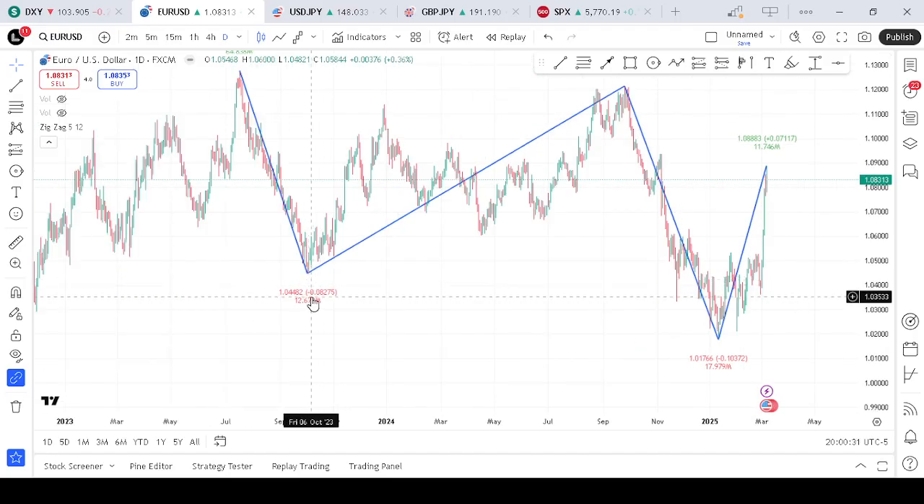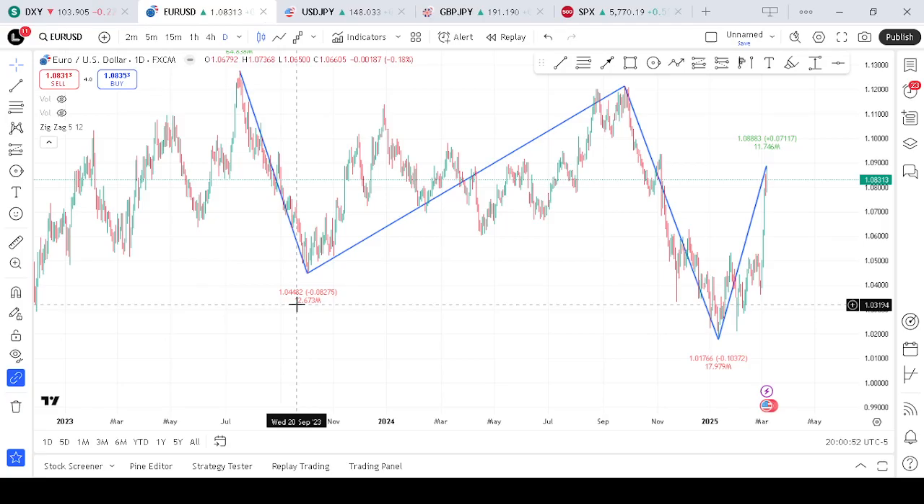When applying this setting, maintain the default depth of 12 and a backstep of 3 across all markets. These base parameters provide consistent trend identification, while the deviation adjusts to account for market specific volatility.